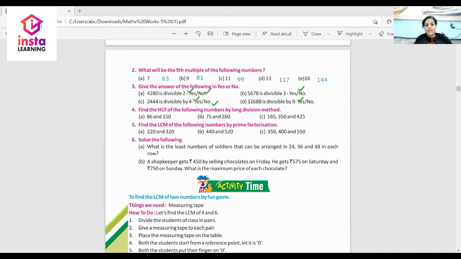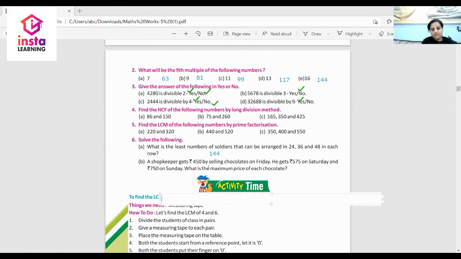Okay. Now find the HCF of the following numbers by the long division method that I have already taught you properly, and you are going to do that. Now find the LCM also with prime factorization. Now solve the following. Find the least number of soldiers that can be arranged in rows of 24, 36 and 48. When we talk about the least number, it is LCM. The LCM of the three numbers is 144.